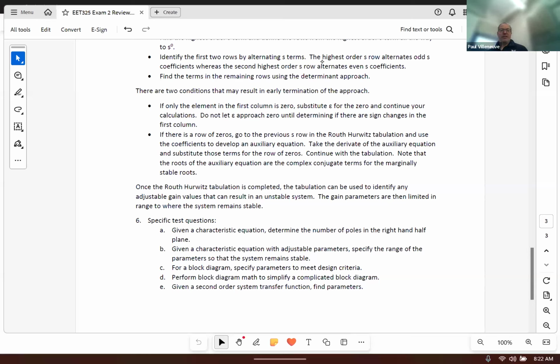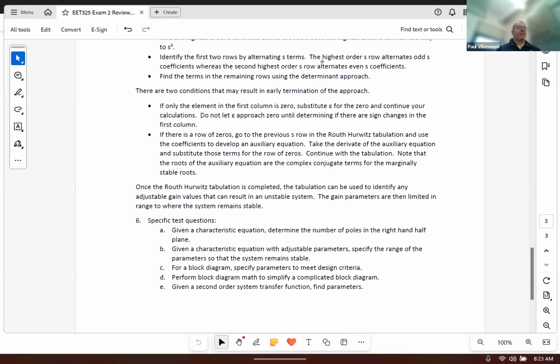So here are the questions. If I give you a characteristic equation, determine the number of poles in the right-hand half plane. Hopefully you're reading this and thinking about how to tackle this problem. Number two, if I give you a characteristic equation with adjustable parameters, specify the range of parameters so that the system remains stable. Okay. C, if I give you a block diagram, be able to do enough math to obtain the characteristic equation and specify parameters to meet design criteria. So that could be a first order system, second order system, or that could be Routh-Hurwitz, right? Just depends on what the question is.